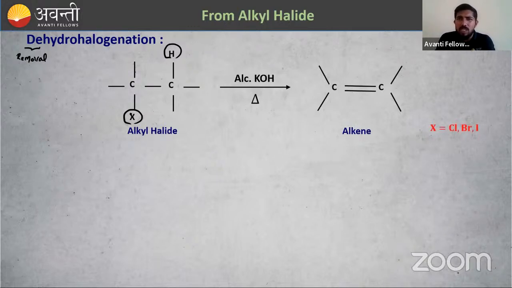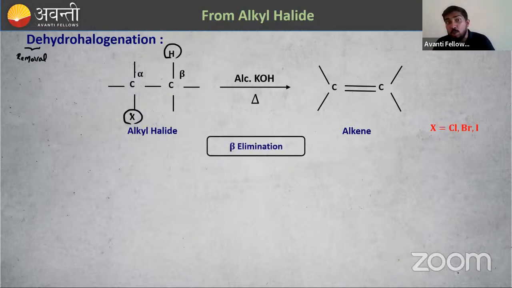The halogen can be chlorine, bromine, iodine, etc. This is also known as beta elimination. Why is it known as beta elimination? That is a question for you. Suppose we have a halogen.